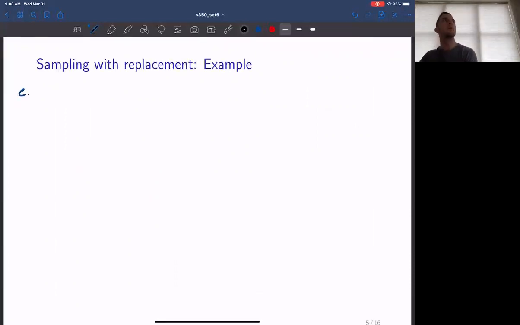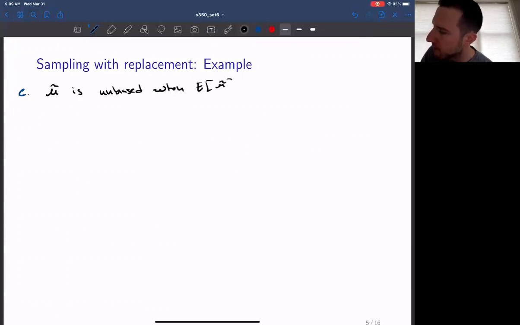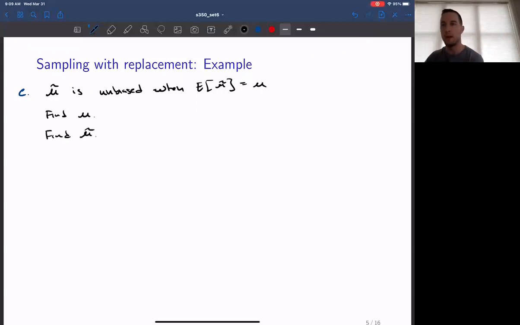Okay, in part C, we want to show that our estimator is unbiased. So first of all, to do this in this situation, we're going to do it empirically. So we're actually going to use the values that are available to us to show that it's unbiased. Now we know that mu tilde is unbiased when its expected value is equal to mu. So we need both mu and mu tilde.